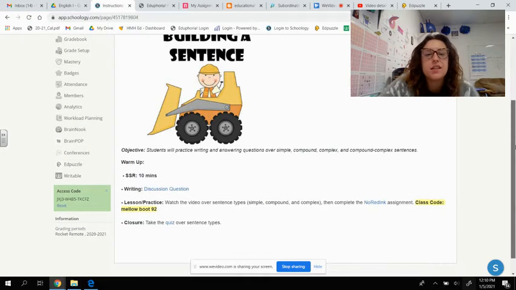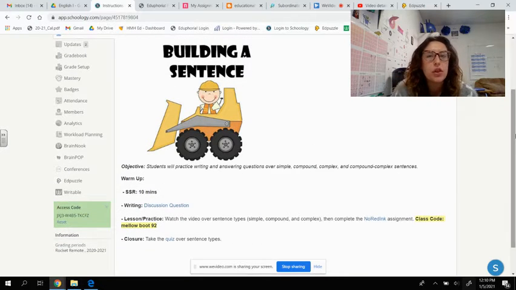Building a sentence. So we have our 3 types we're going to go over today. We're going to go over simple, compound, and complex. Hopefully you're familiar with all of these. Typically, I find that most of you know simple sentences. You pretty much know compound, just need a little refresher. And complex might be a little complex, but not to worry, we will get it down.